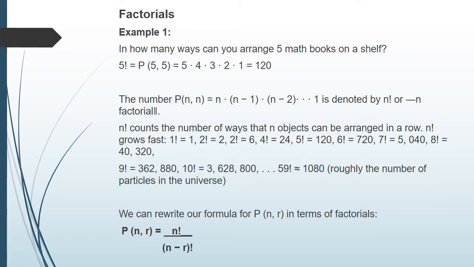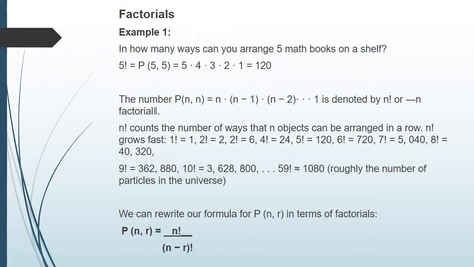N factorial grows fast. 1 factorial is equal to 1. 2 factorial is equal to 2. 3 factorial is equal to 6. 4 factorial is equal to 24. 5 factorial is equal to 120. 6 factorial is equal to 720.